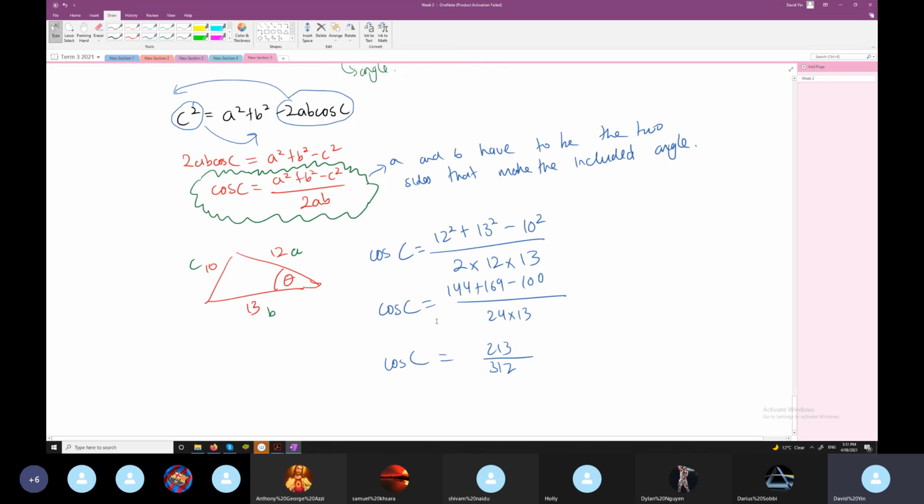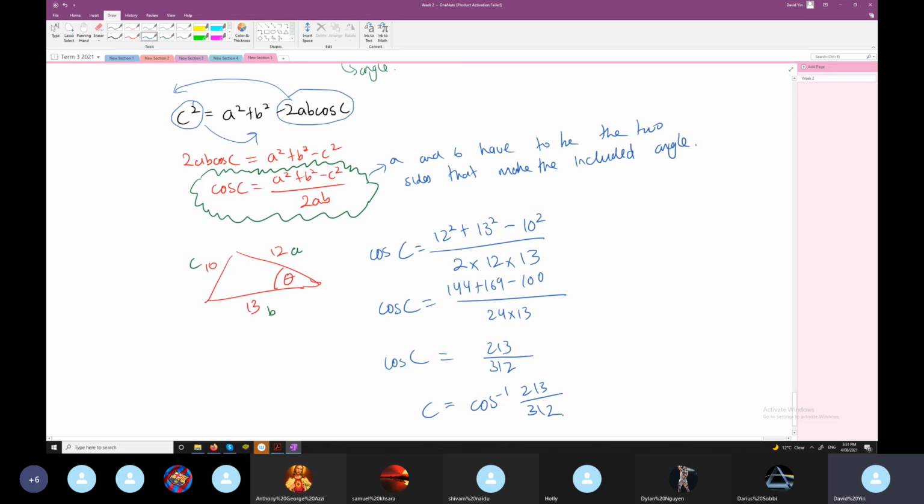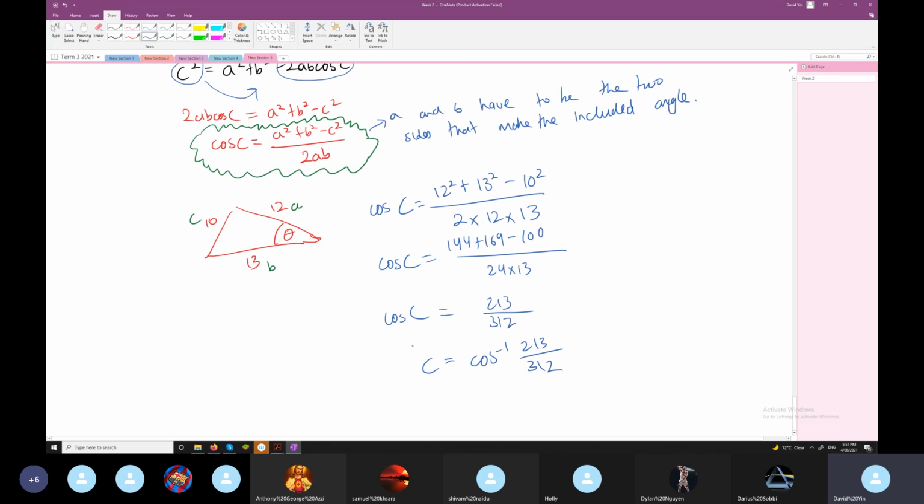Then don't forget, you need to bring the cos over, because you want to make C the subject. To bring the cos over, you do cos inverse. The way you do that on your calculator is you press shift cos, so shift cos 213 divided by 312. And then we have 46.95 degrees. Okay, so C equals 46.95 degrees.